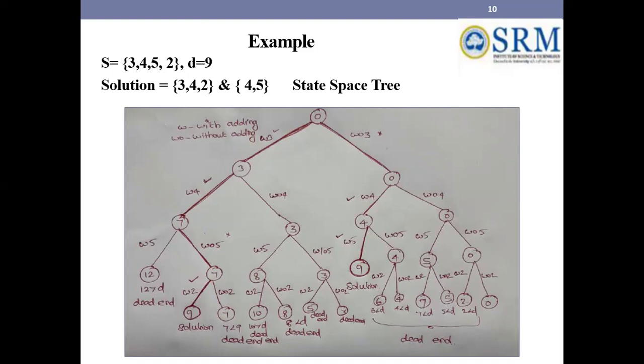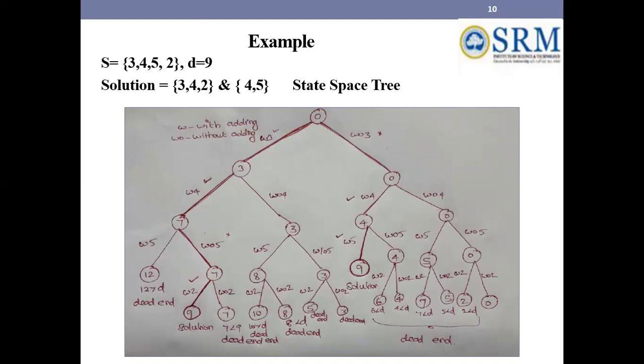Now take the path from root to the solution node 9. See the path. The first one: 0 to 3, 3 to 7, 7 to 7, and 7 to 9. In this path, take only the element with the adding. So first one is with adding 3. 3 can be taken as the result. See the result set, 3 is added. Next with adding 4, so 4 can be added.